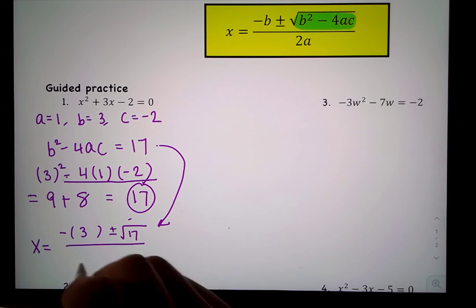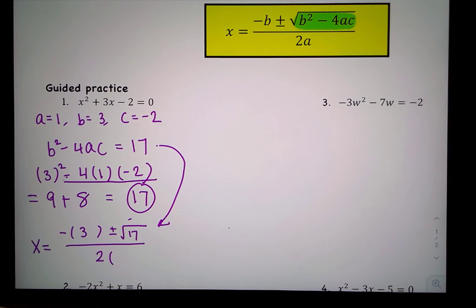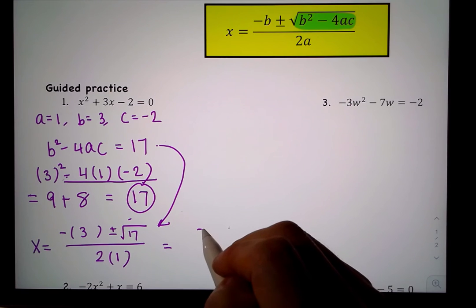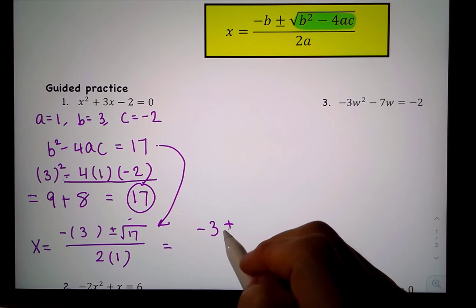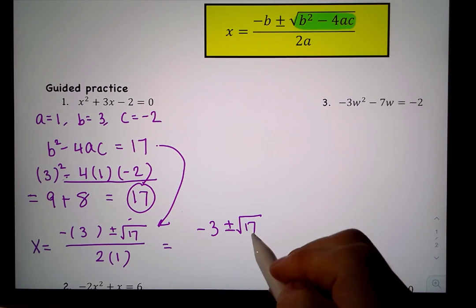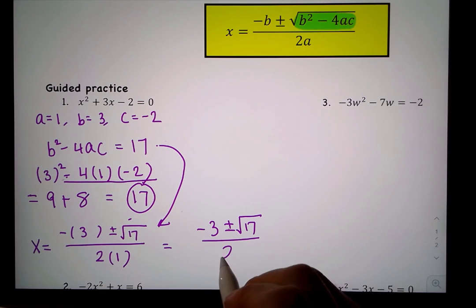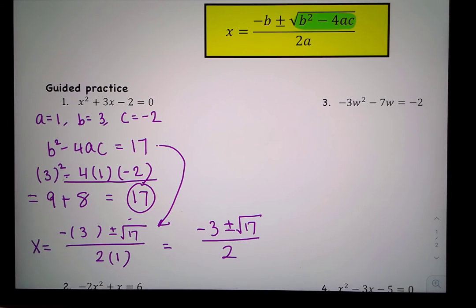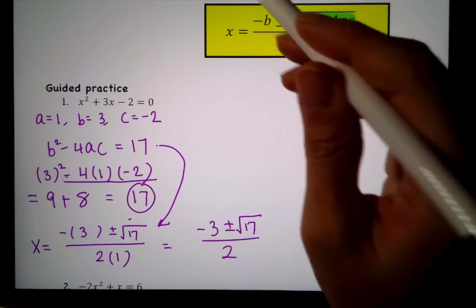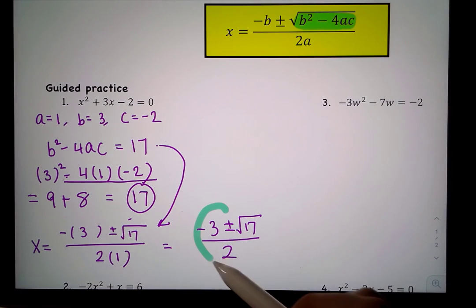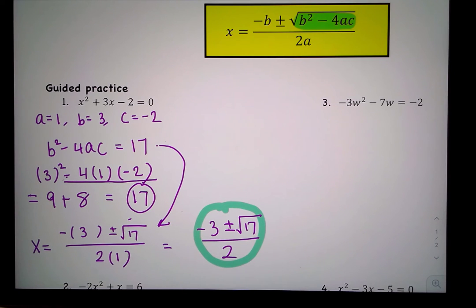17 over 2, and what was your a? A is 1, right? So that's it. Then my answer is negative 3 plus minus square root of 17 all over 2. All right, that's it. So it looks weird, but that's a number. Okay, so that is my solution.